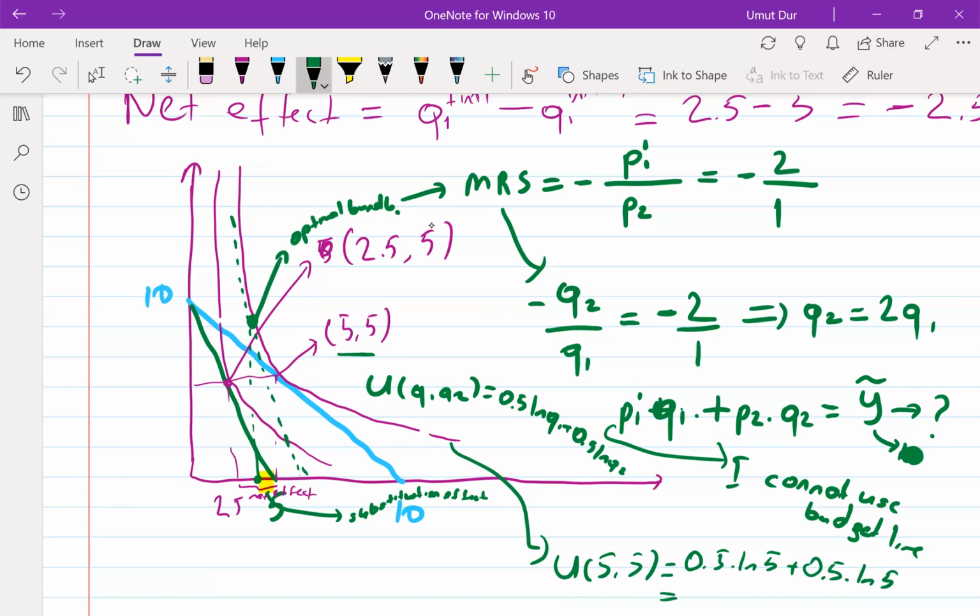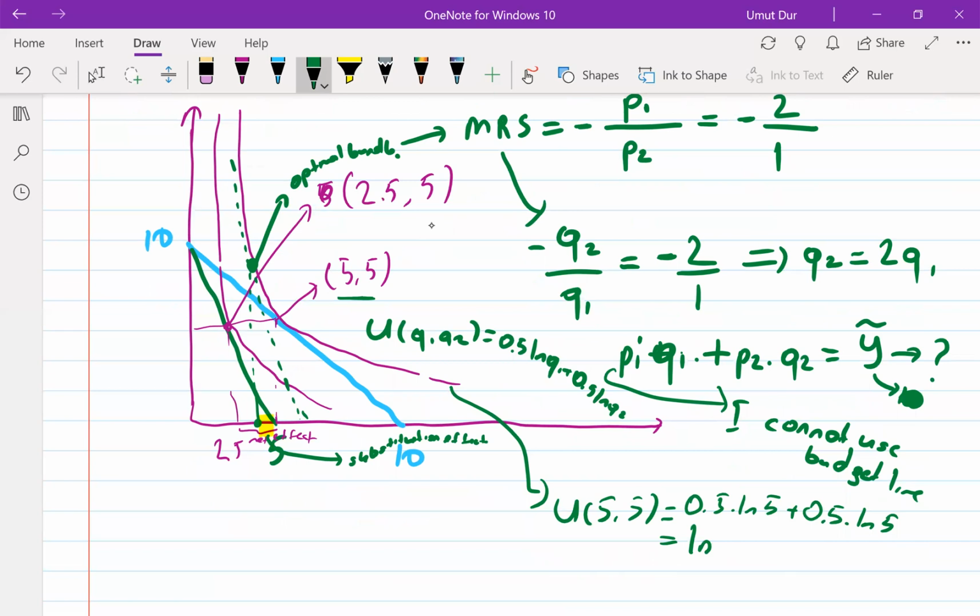Then what will be the result? It will be ln 5.